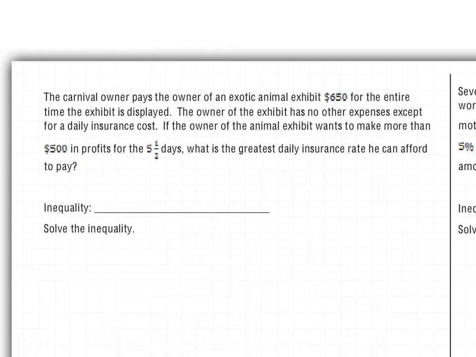All right. So again, profits, that's going to be our value minus our costs. So what we can see here is that the owner wants to make more than $500, so greater than $500. Notice it's not more than or equal to, or at least, so that's why we have just a greater than symbol.